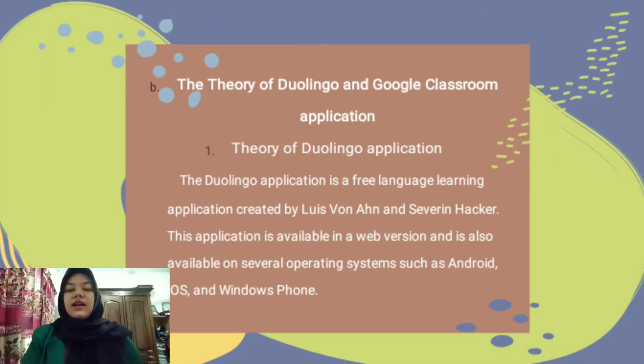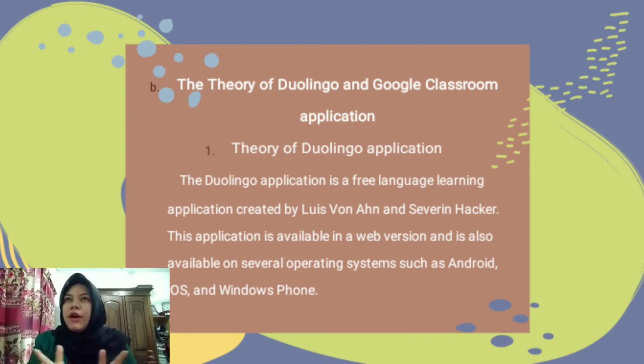Now about the theory of the Duolingo and Google Classroom applications. The first theory is about the Duolingo application. The Duolingo application is a language learning application created by Luis von Ahn and Severin Hacker. This application is available in a web version, and it is also available on several operating systems such as Android, Windows Phone, and others.